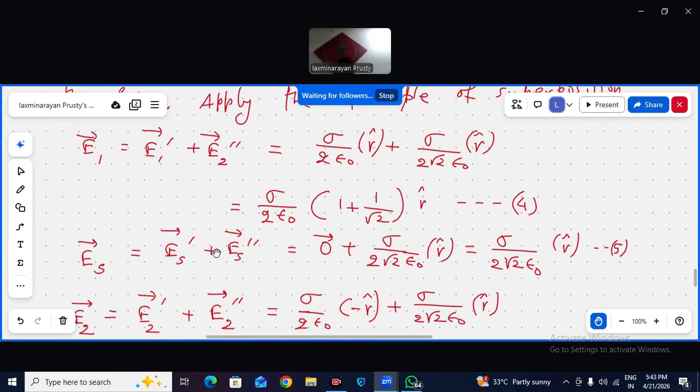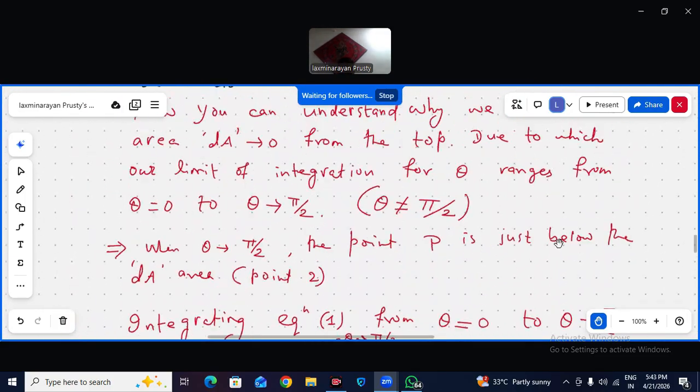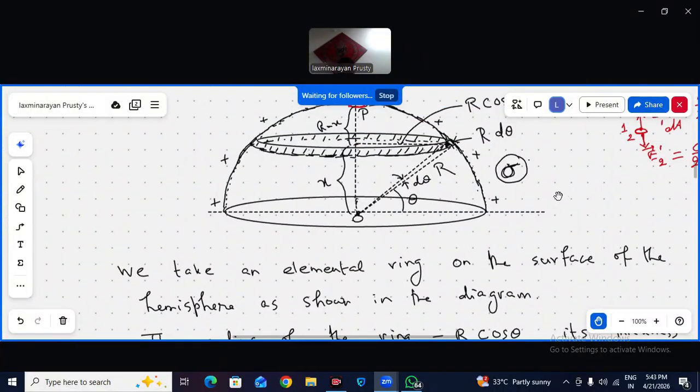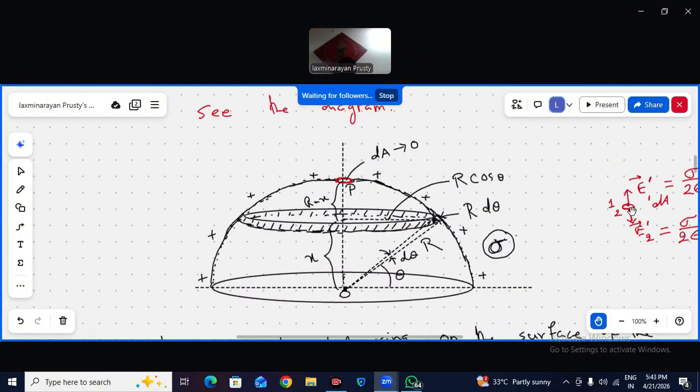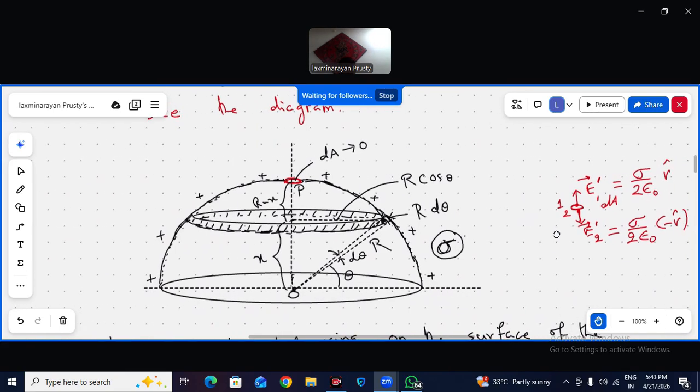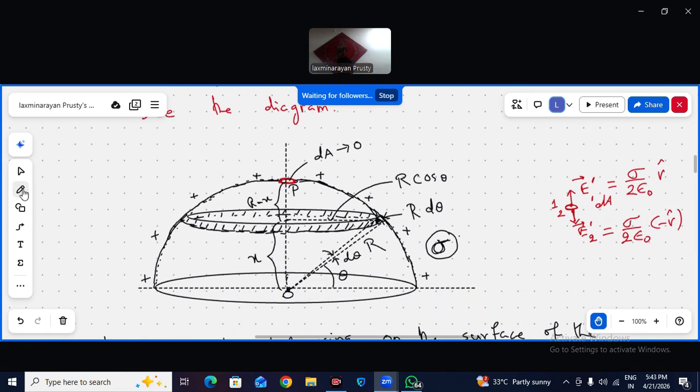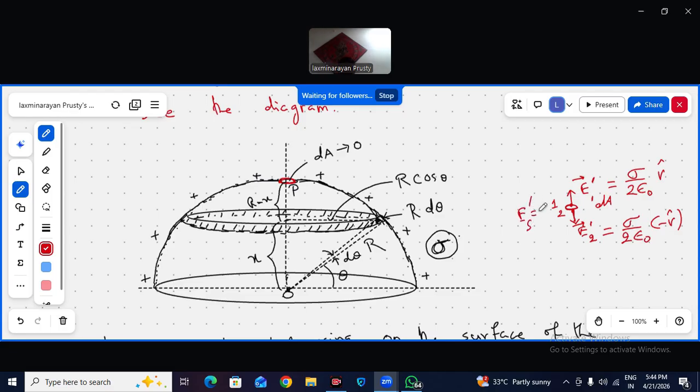ES क्या रहेगा, ES dash plus ES double dash. ES dash how much, on the surface itself, due to the surface on itself the field is 0, ES dash is 0. अरे मैंने लिखा नहीं क्या, ES dash is 0.